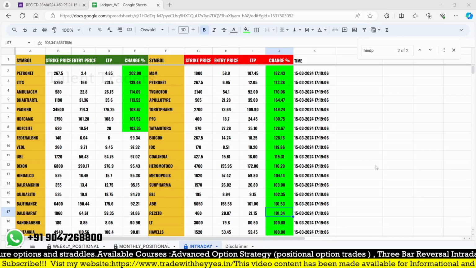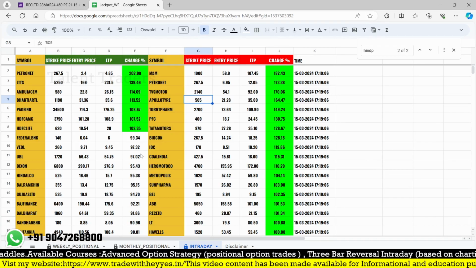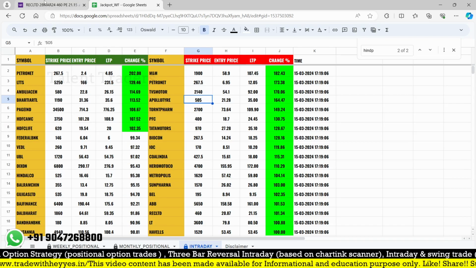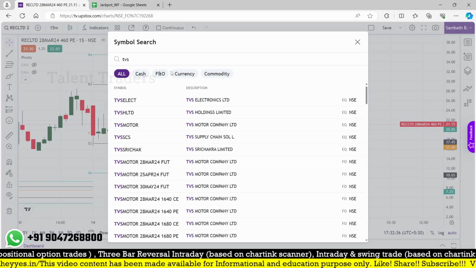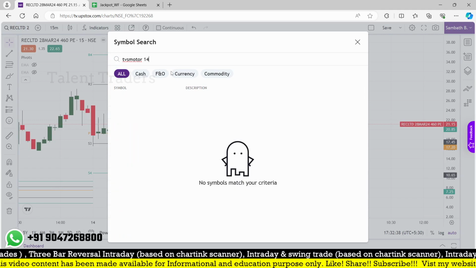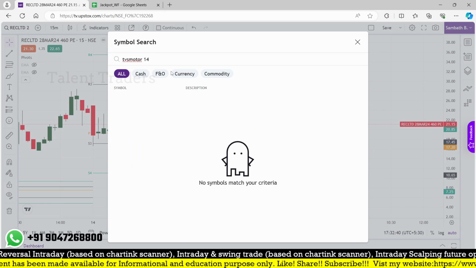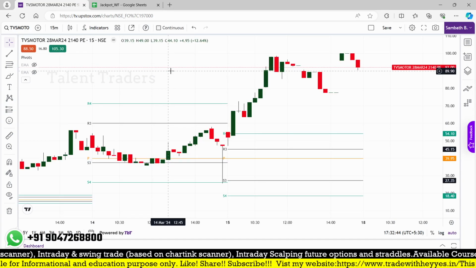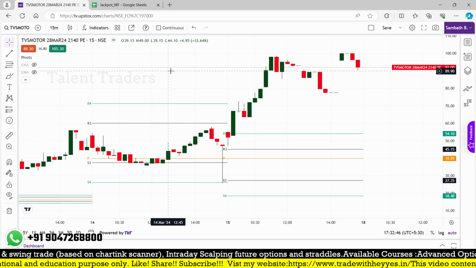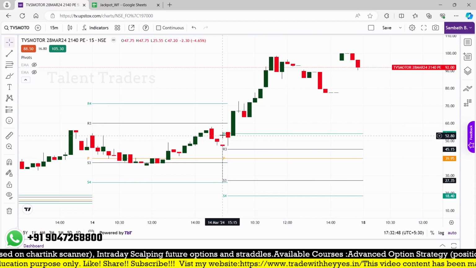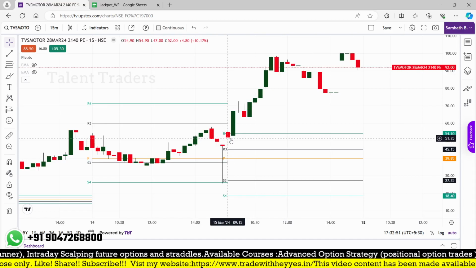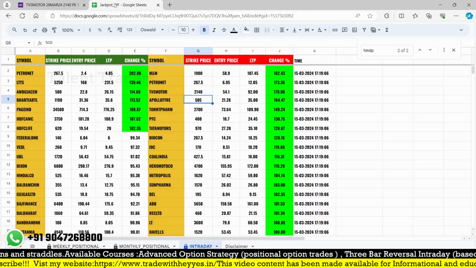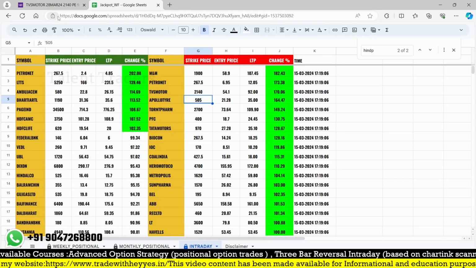Even so, we find opportunities, and Apollo and TVS Motor were also good opportunities today. TVS Motor 2140 put option. I think those who are watching our Google Sheet in real time will understand how we pick an entry opportunity. You can see this is happening on the first candle itself, so you simply ignore it. Because you can look at this, the first candle high is 54.90, our entry point is 54.1, but it is giving some good movement.